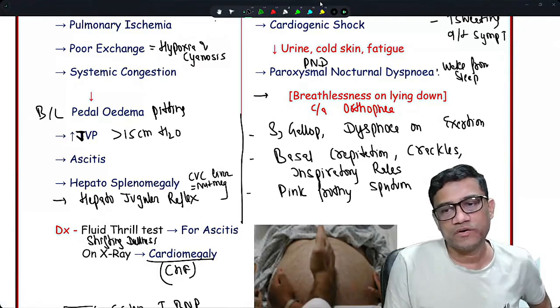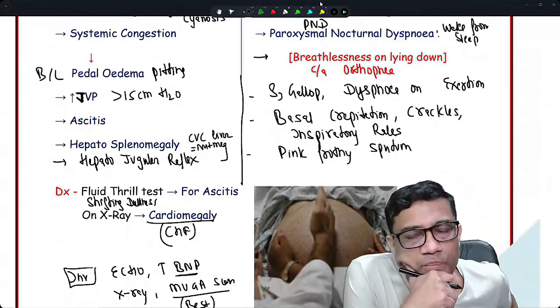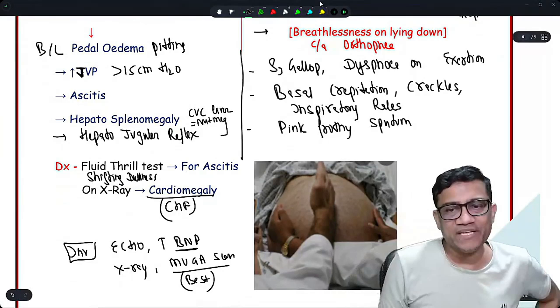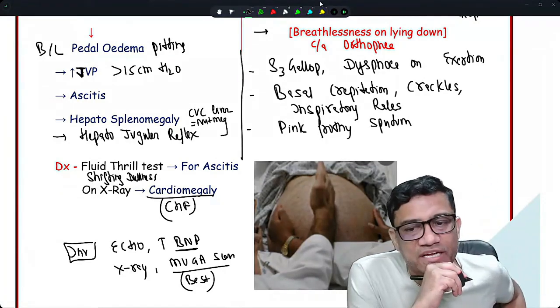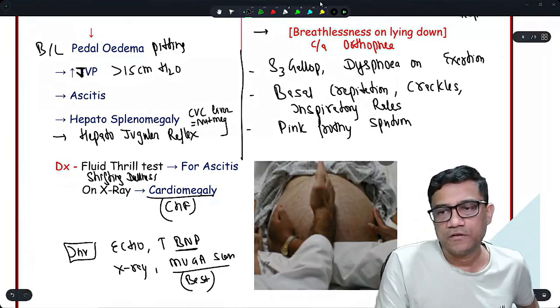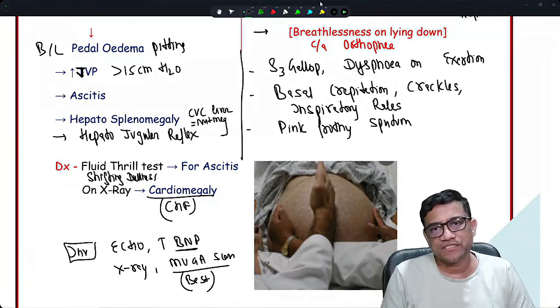Then there is breathlessness on lying down. It is called orthopnea. Then there is S3 gallop rhythm. Also there is dyspnea on exertion.